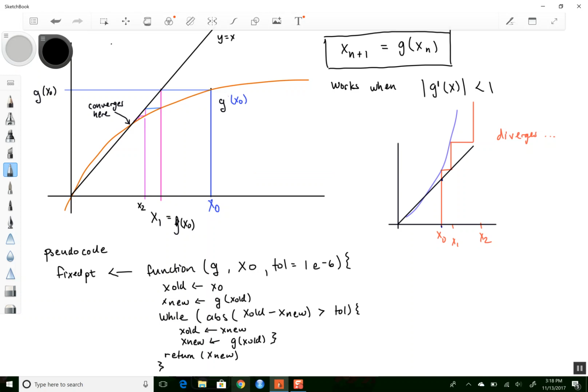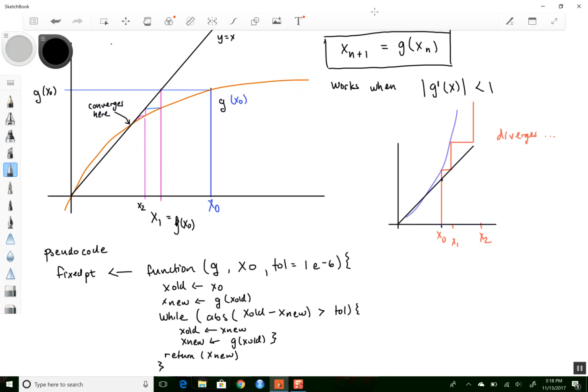Okay, does that code make sense as far as how the function might run? All we're doing is just implementing this. We're saying xn is our old x value, and the new x value is going to just be g of x old. Good? Okay, so that's fixed point iteration.